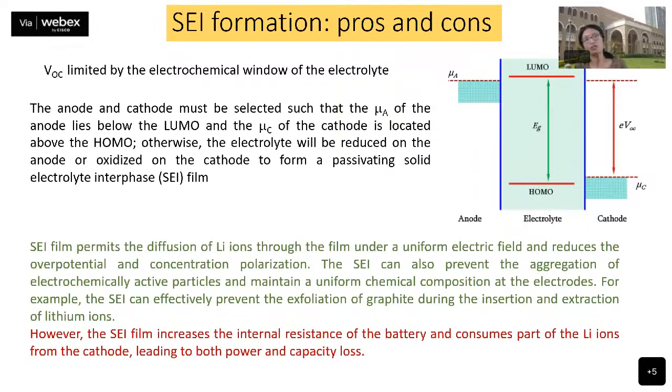So ultimately, the SEI formation is a kind of a trade-off. It preserves the integrity of your electrode, but then it also increases the internal resistance of the battery. So you need the formation of an optimum amount of SEI.